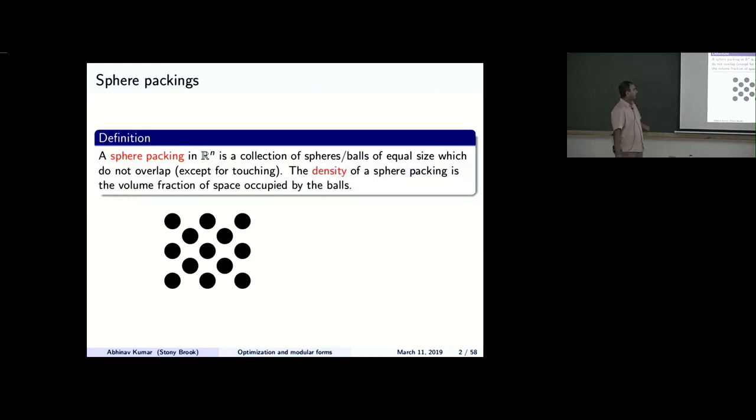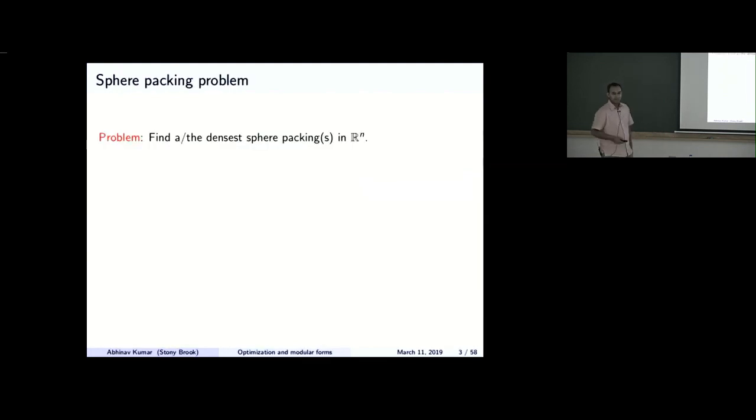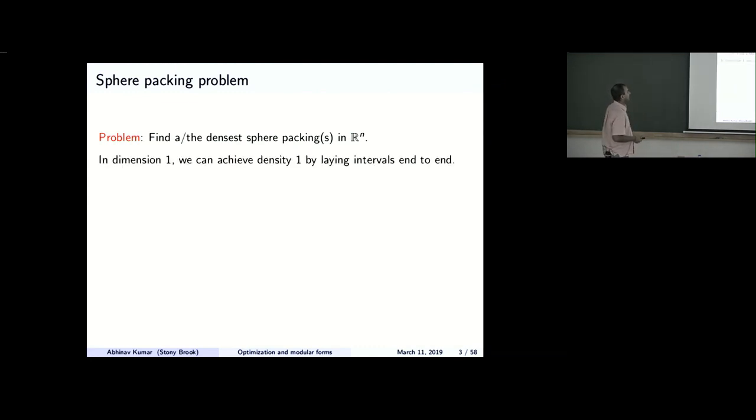The density of a sphere packing is the volume fraction of space that they occupy. The basic problem is to find the densest sphere packing, the packing which maximizes the density given the dimension. And there may be more than one. You start solving this problem as a function of the dimension, and the complexity goes up pretty rapidly. In dimension 1, a ball is just an interval, and you can lay the intervals end to end and cover the entire line, so you can achieve density 1.